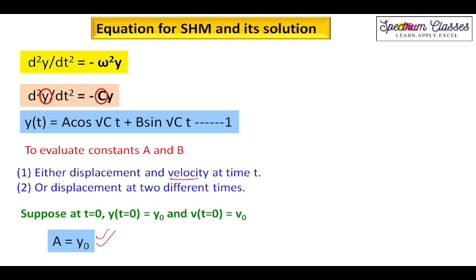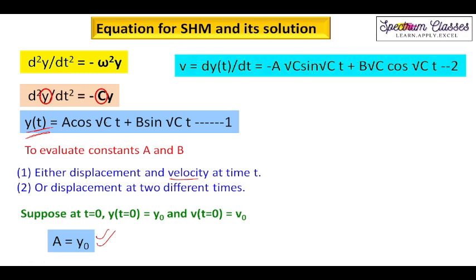What about velocity? This is the solution for displacement. Now how will I get the velocity? To get the velocity I must differentiate this equation with respect to time again. So this is our equation number 2.